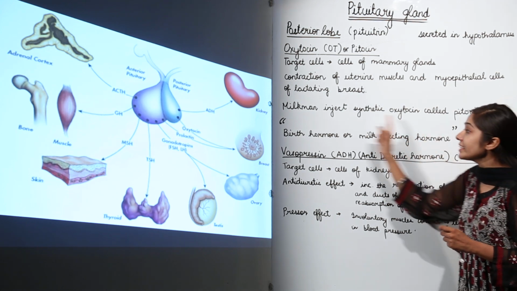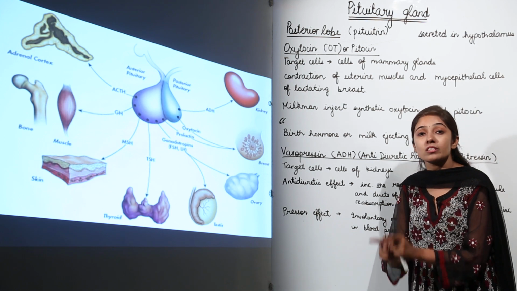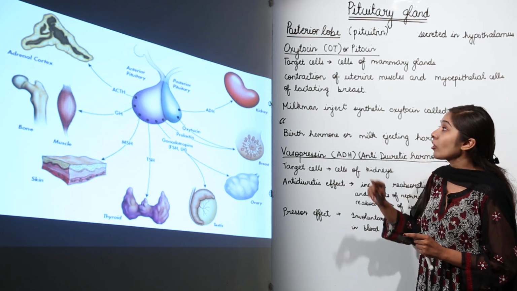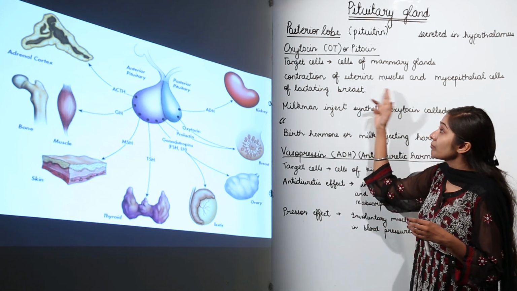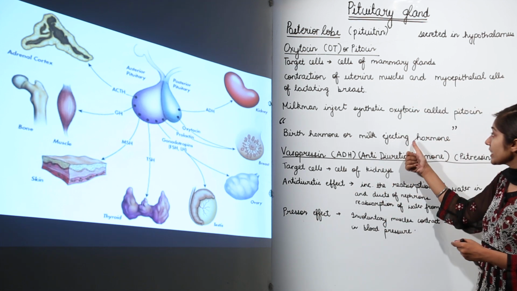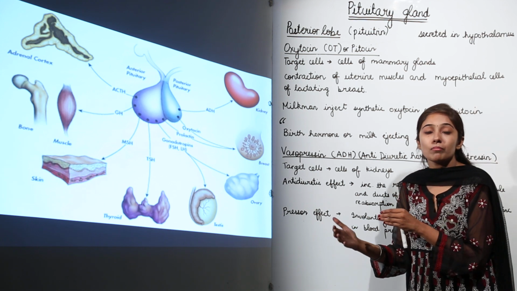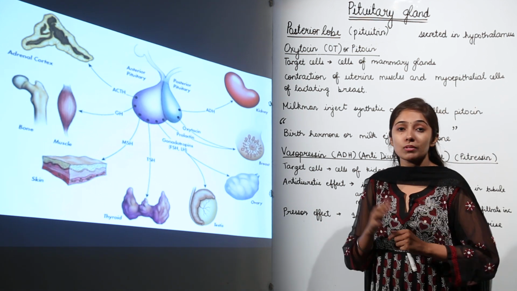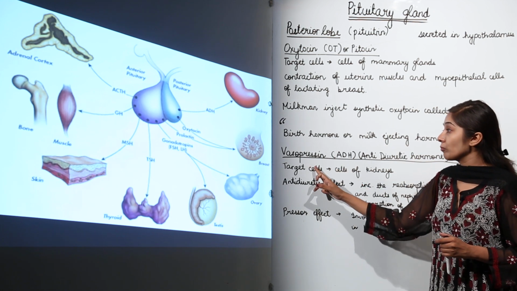So from these terms only you can make out what is the function of the oxytocin hormone. Birth hormone, because it is contracting the uterine wall, uterine muscles, so it is going to help in the easy birth of the baby. Milk ejecting hormone, why? Because it is going to help in the secretion of milk from the mammary glands. Then the next hormone we have is the vasopressin hormone, right?